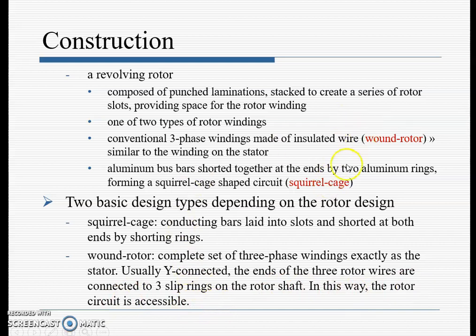What is the difference between these two types of rotor windings, squirrel cage and wound rotor? In the case of the wound rotor, extra slip rings are provided, which act as resistance inserting rings to control the amount of current flowing in the rotor.